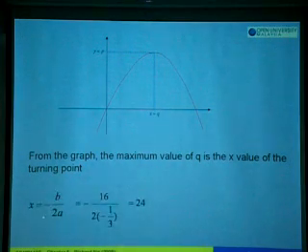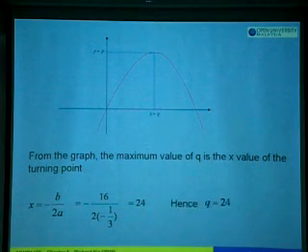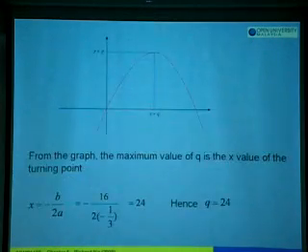Okay? So to find the value of X, we use the formula negative B over 2A. Substitute B with 16 and A with negative 1 over 3, and then this will give us the answer 24. And therefore the quantity at the maximum point is equal to 24 units.